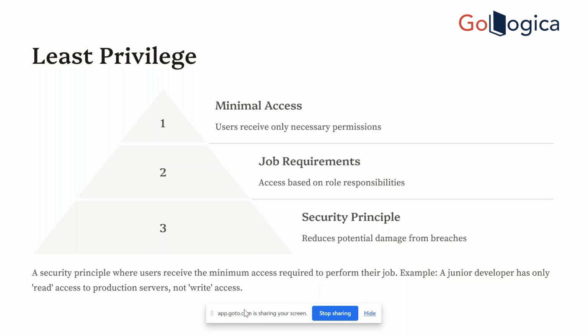Okay, so that's why these least privilege things come under three categories: minimum access, job requirement access, and security principal access. In the minimal access, users receive only necessary permissions. Necessary means I need a certain kind of access for a certain duration.